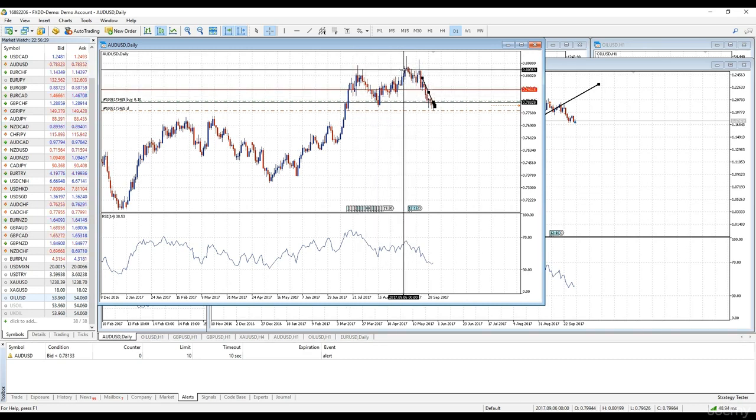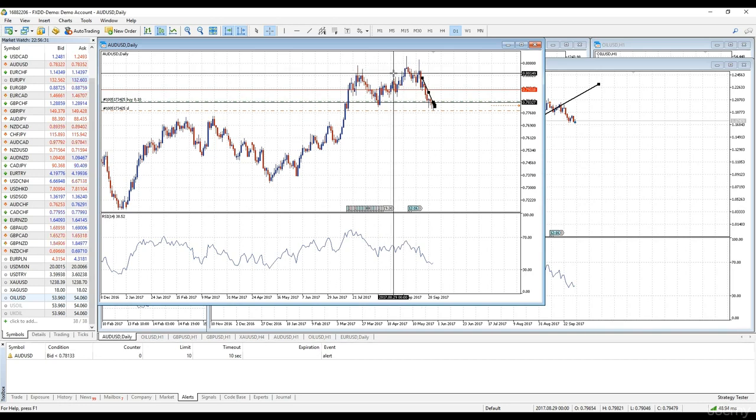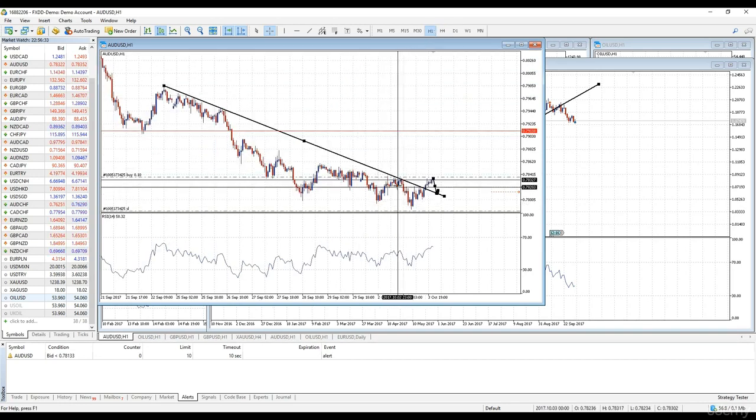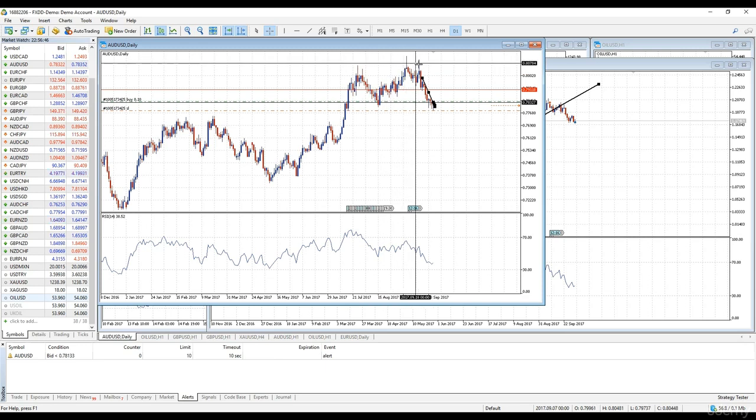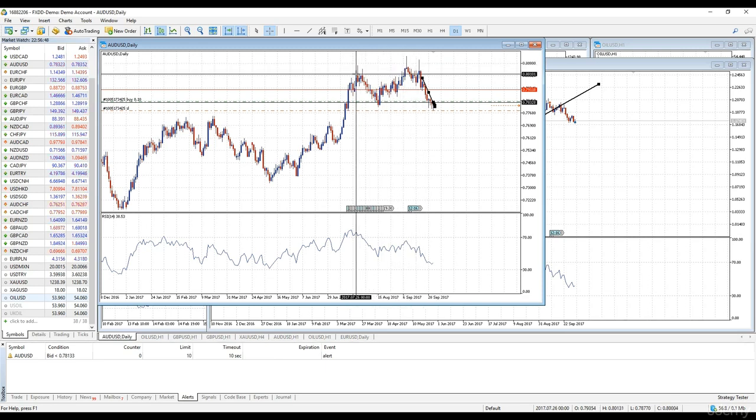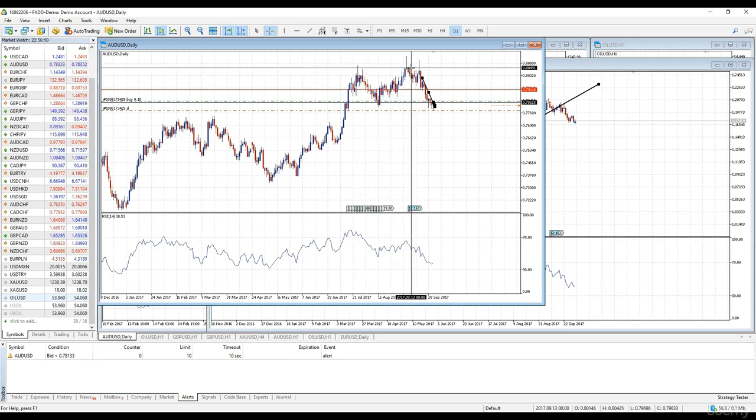So for day trading or intraday trading, a 30 pip risk seems to be acceptable, and it seems to be working as long as you have enough patience. And with swing trading, you want to have a little bit more risk for each trade that you make. That's basically the main difference between swing trading and day trading.